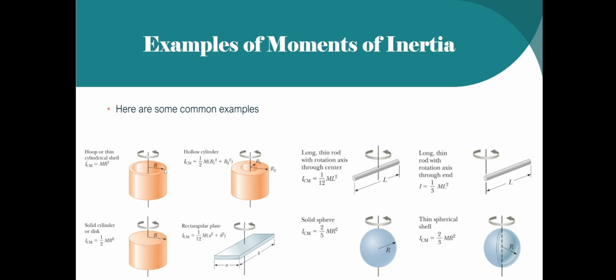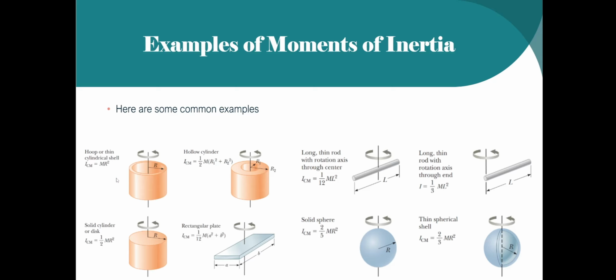So if you added up all of the mass, multiplied it by r squared, you get exactly what you would think. I for a hoop or a cylinder is simply mr squared. All of the mass is at the same radius r, so when you add it all up, you get mr squared.